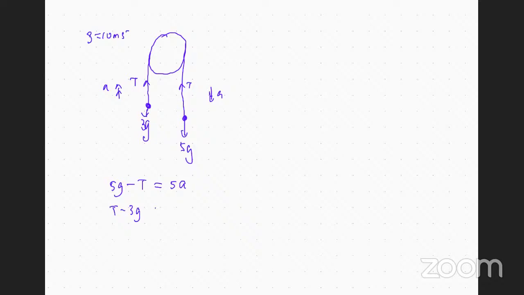Then, of course, we're going to add both of them. So this is 8a. The tensions cancel. 5g minus 3g is 2g. We're using gravity as 10, so a is equal to 2 times 10 all over 8, which is 20 on 8. What is that? That is 2.5.